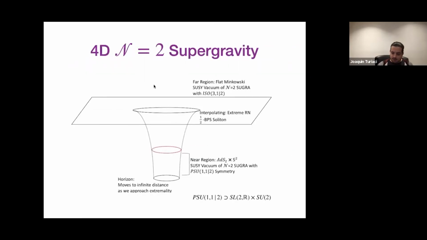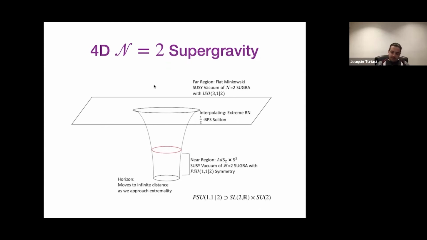So this is a picture of what's going on with the supersymmetry of the solution. If you look far away, you have flat space. This preserves 8 supercharges because we have N equals 2: 4 and 4. Near the horizon, you have this AdS2 times S2 geometry that also preserves 8 supercharges. But the geometry in between, interpolating between both of them, breaks 4 of them and preserves only 4 supercharges. We will be interested in the effects of the breaking of this supersymmetry, in the same way that we break the SL(2,R).